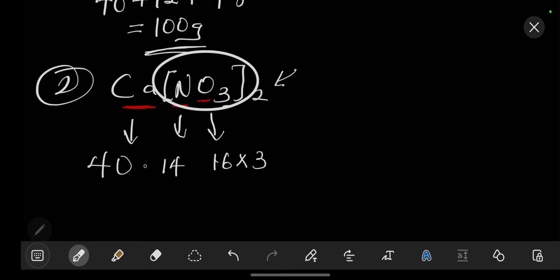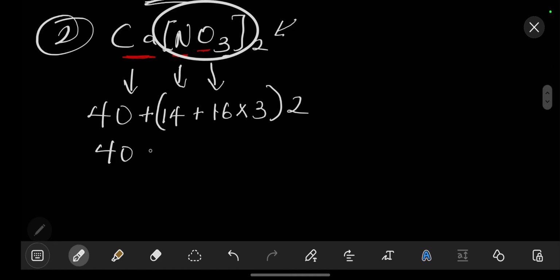Now, of course we're adding them up. 40 plus 14 plus 16 times 3, then we have a 2 outside, and for that reason I'm just going to put these values in bracket because of the 2 outside. No, we still haven't used the 2 yet. So of course, what's my 40? Bring it down here. And of course, from both mass we have to multiply first before adding.